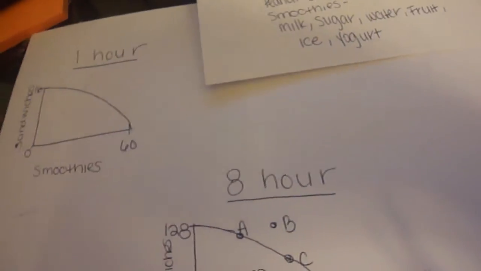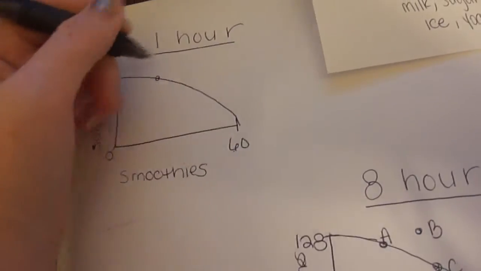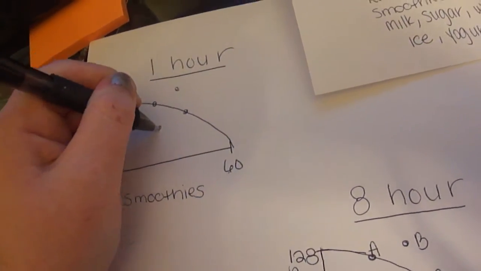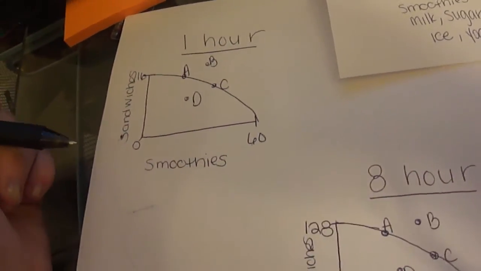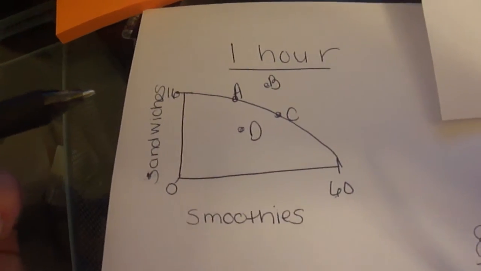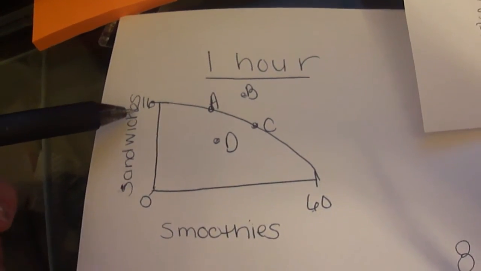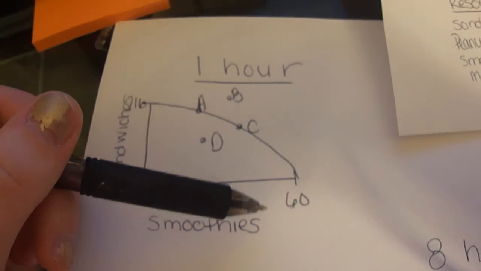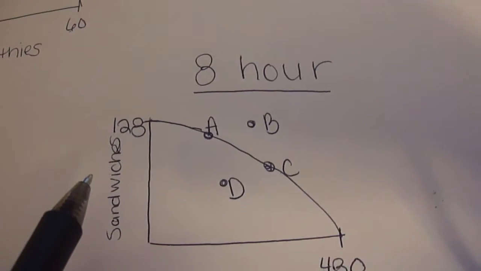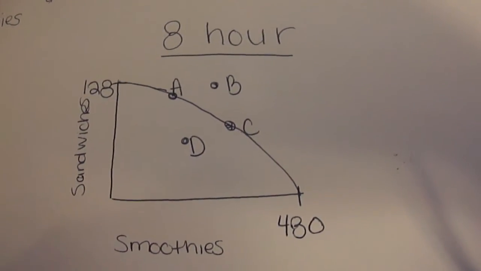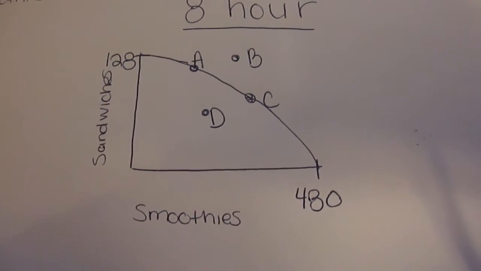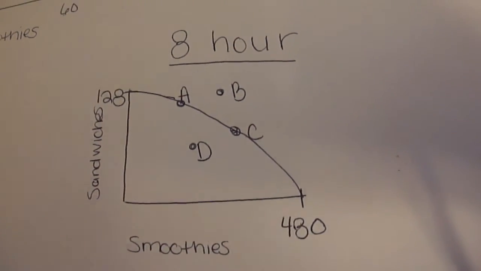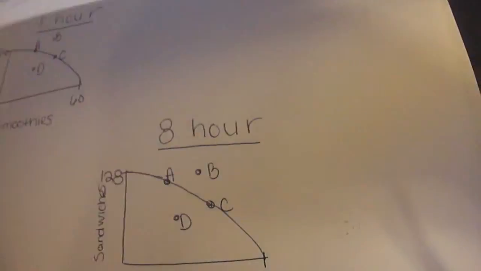And here you can see A, B, C, and D. And here you can see that if my blender were to blend 3 times as fast, my sandwiches still stay the same at 16 sandwiches an hour, but my smoothies increase to 60 smoothies an hour. And in an 8 hour period, my sandwiches increase to 128, and my smoothies, with the blender being able to blend 3 times as fast, will jump up to 480 smoothies. So that is my production possibility frontier.